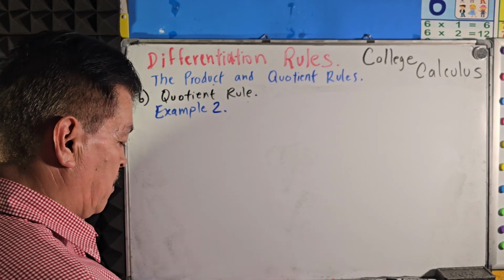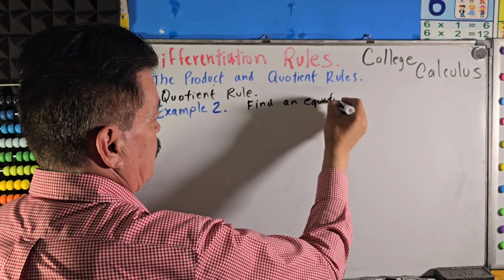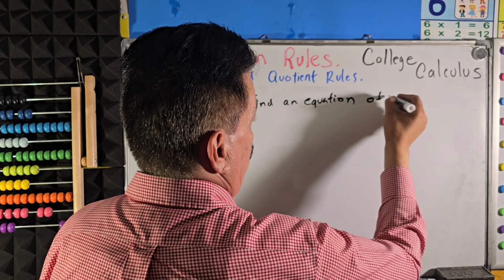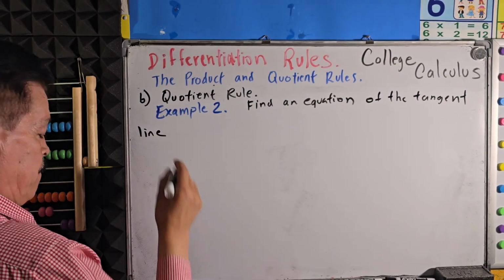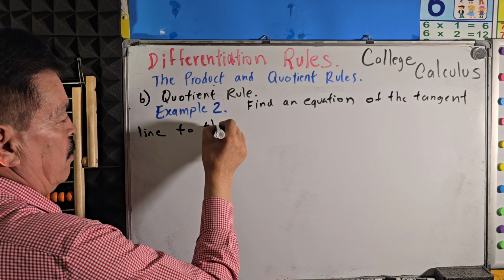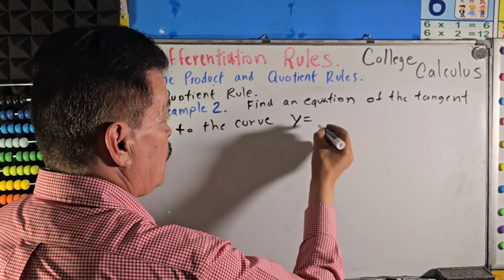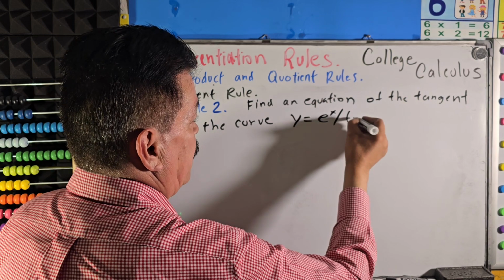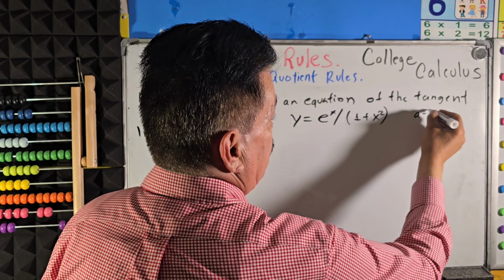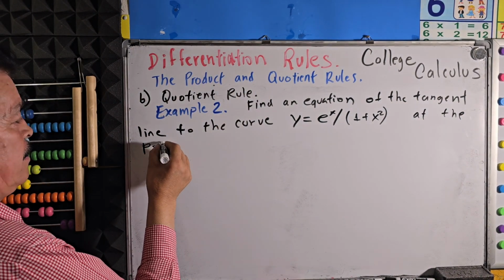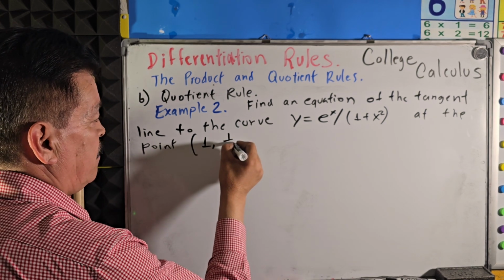So on this problem, let me write the problem. Find an equation of the tangent to the curve y equals e to the x power divided by 1 plus x to the second power at the point, it's a problem. This is a point. It's (1, e/2).